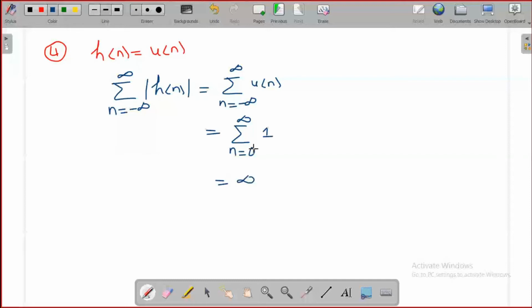Here see, we are adding 1 for infinity time instances. So at n is equal to 0, the value is 1. So 1 plus 1 plus 1 plus 1 and so on. So you are adding 1 for infinity times. So the result is infinity. Okay. So again, the given system is unstable.